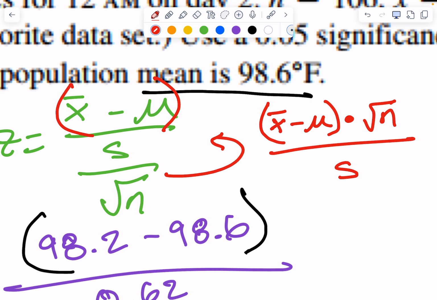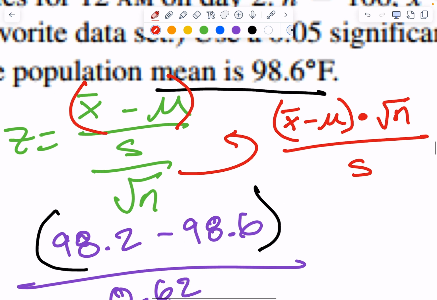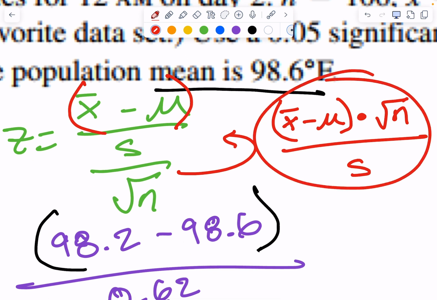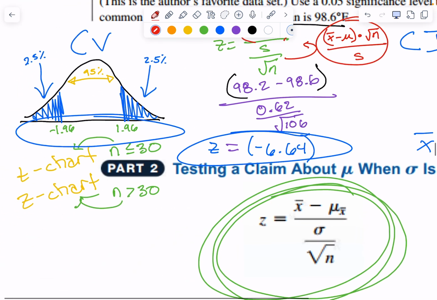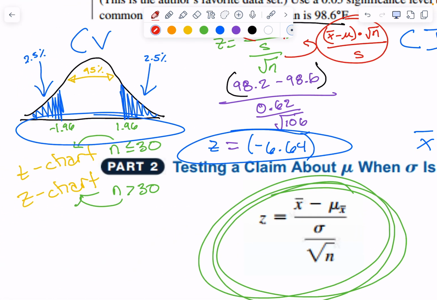Just put the whole bottom in parentheses. That's totally fine. Yes, that's exactly right. And you'll get the right answer. So if you're one of those people that like to do it this way, Reese might be a rare cookie. It's fine. Whatever. That's okay. Easier. So negative 6.64 is what you should get, right?